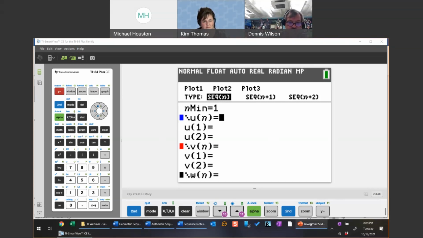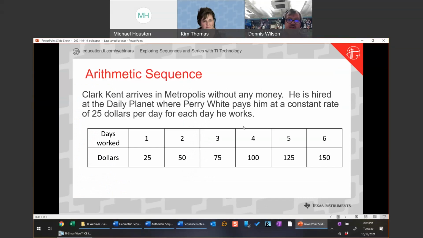So, like I said, we're going to be looking at this in terms of some problems. And so this is just a sample from an activity on arithmetic sequences that is going to be available for download after the webinar is finished. But Clark Kent arrives in Metropolis without any money, and he's hired at the Daily Planet, where Perry White pays him at a constant rate of $25 per day for each day he works. And so students would fill out the table, and what we're trying to get the idea of is that we're increasing by that common difference that we teach with the arithmetic sequence.